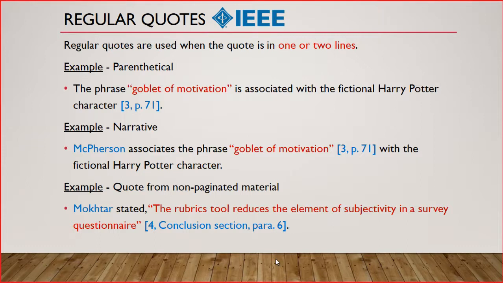You will notice that when you have the citation at the end, the bracket, the full stop is after the bracket, not before. So meaning that 4, comma, conclusion section, comma, para. 6, close bracket, then only then you have the full stop. So this applies to IEEE and also APA.